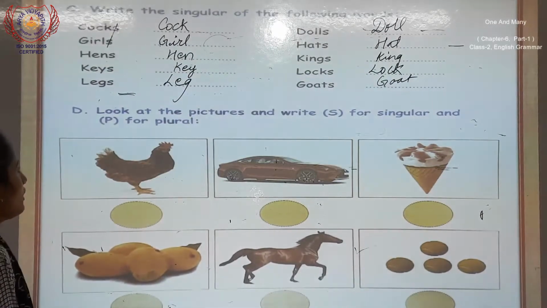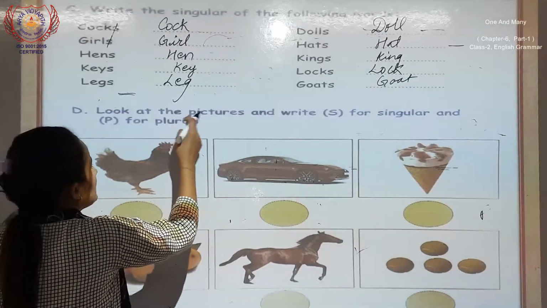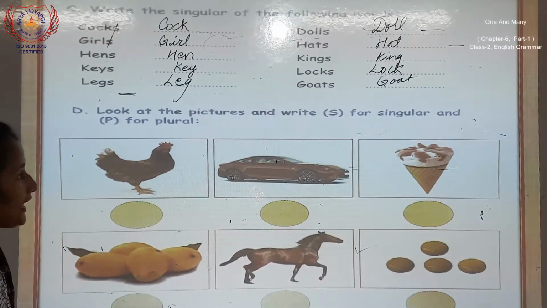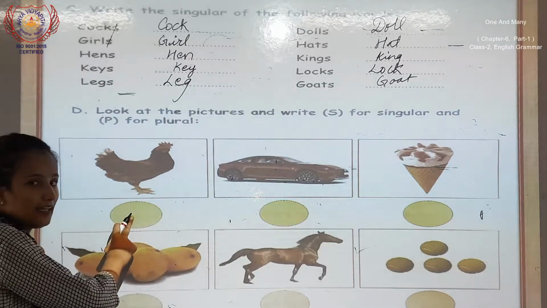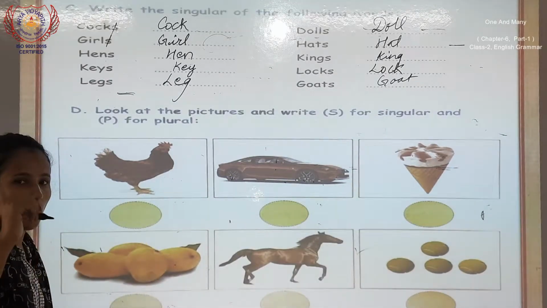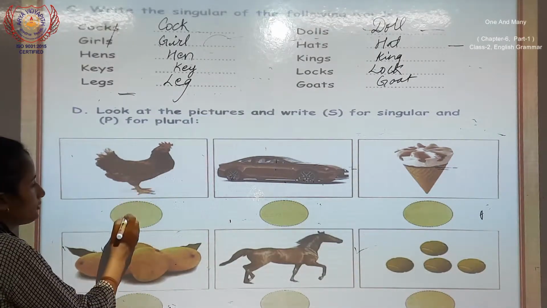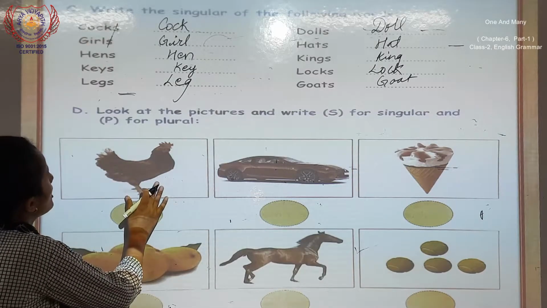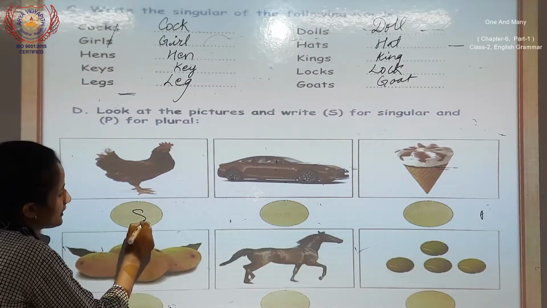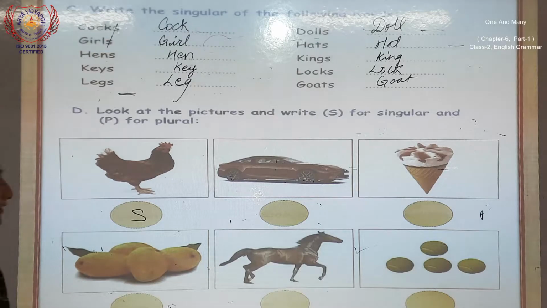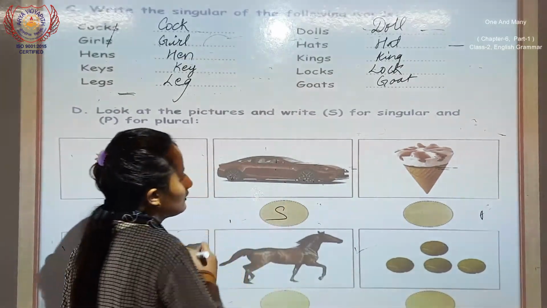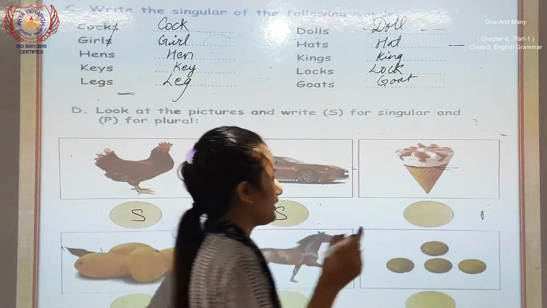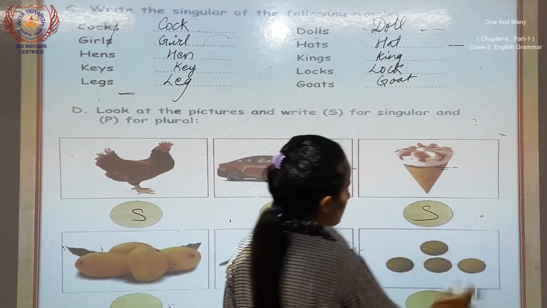Okay? So look at the pictures and write S for singular and P for plural. यहाँ पर कितना hen है? How many hens are there? There is only one hen. So what we have to write? This is S, singular. ये एक ही है. How many cars are there? There is only one car. So this is singular. Ice cream कितना है? एक है. So S, singular word.